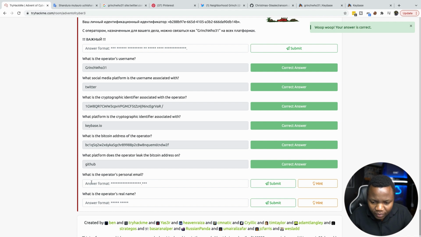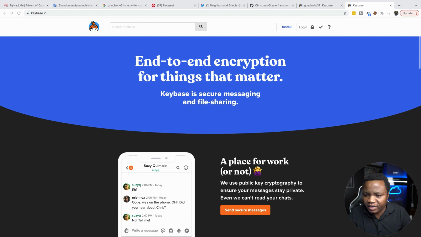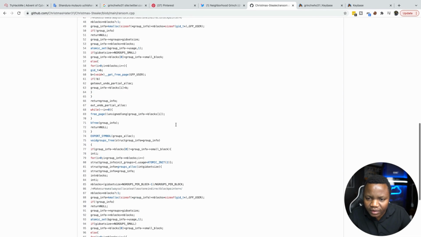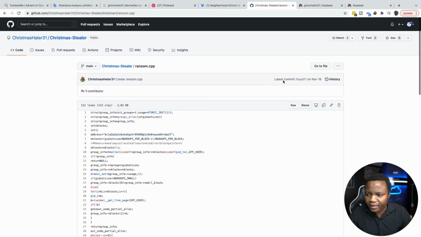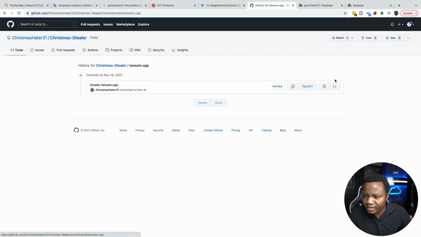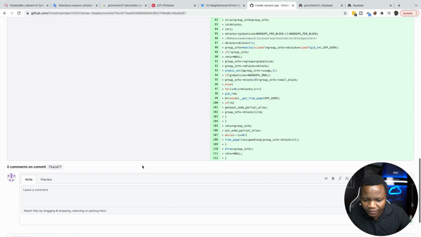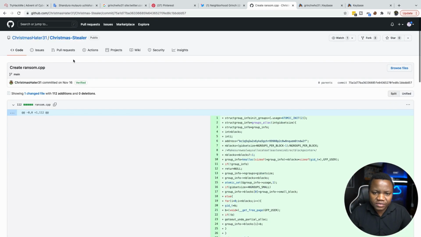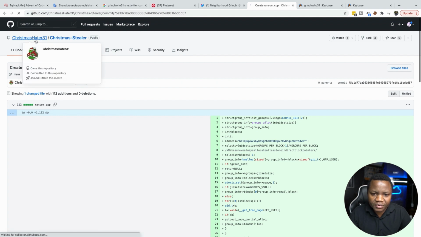Okay. What is the operator's email address? The email address should be on the GitHub. So going back to GitHub, I should see something there. Here's all the information. Maybe not there. Let's look at the commit history. Only one commit of just that. So is there an email address in here? Maybe not in this repository. Let's go to the other repository.